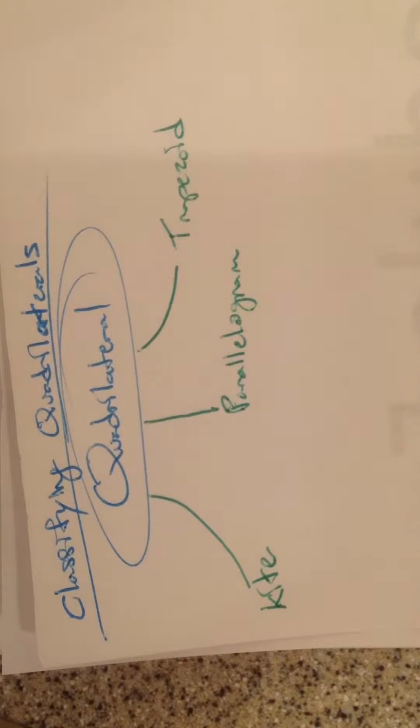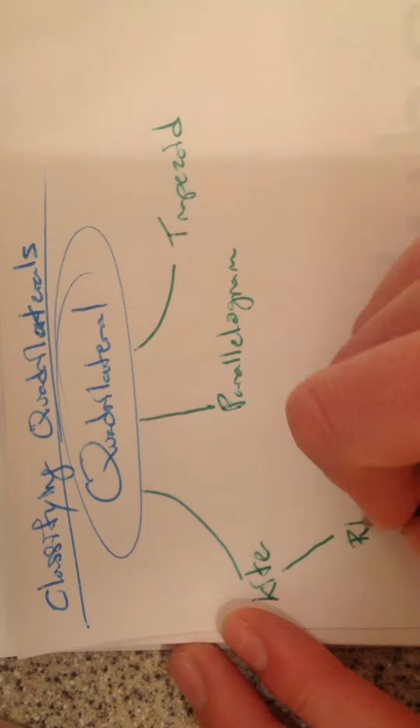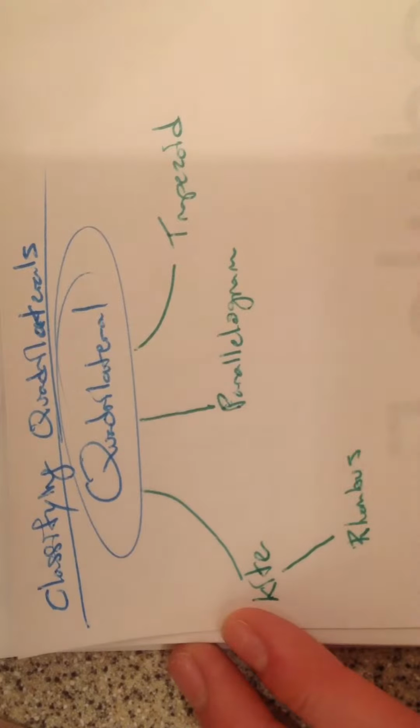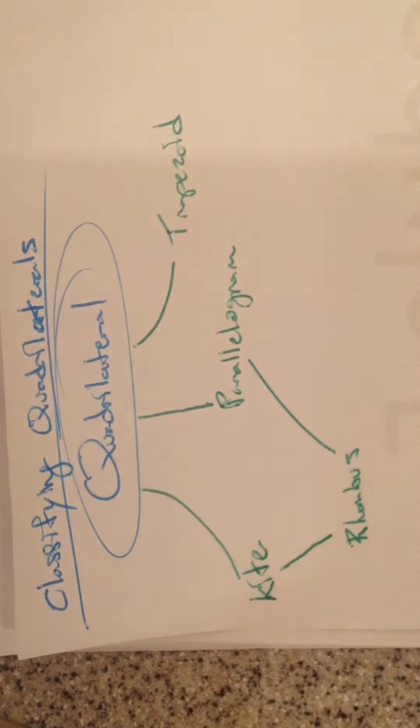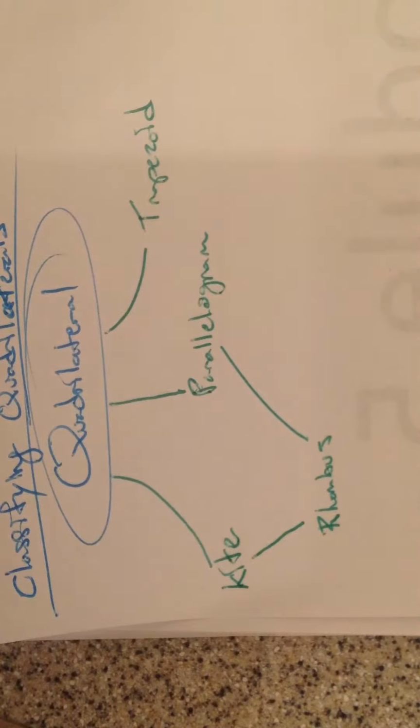They're all different types of quadrilateral. Quadrilateral means a shape with four sides. Simple as that. And each one of these are different types of shapes with four sides, but we can actually break some of them down even further. A certain type of kite with special features is known as a rhombus, but a rhombus is actually also a parallelogram, so it kind of has both features.